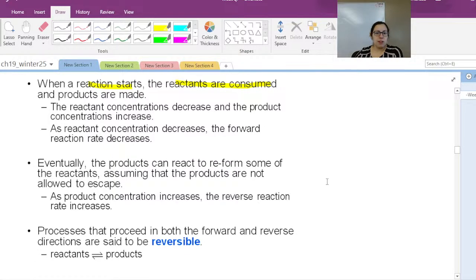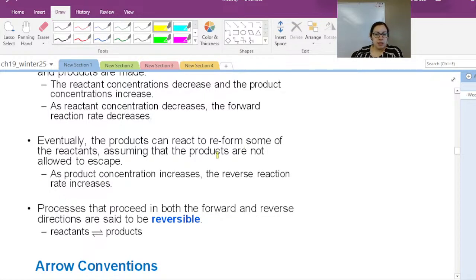At some point, as your reactant concentration decreases, the forward reaction rate decreases. We know that from our rate laws, depending on the order. And so eventually, our products can react to reform some of the reactants, assuming that your reaction can go back and forth and has this equilibrium. And obviously, not every reaction is reversible. So again, we'll see that.